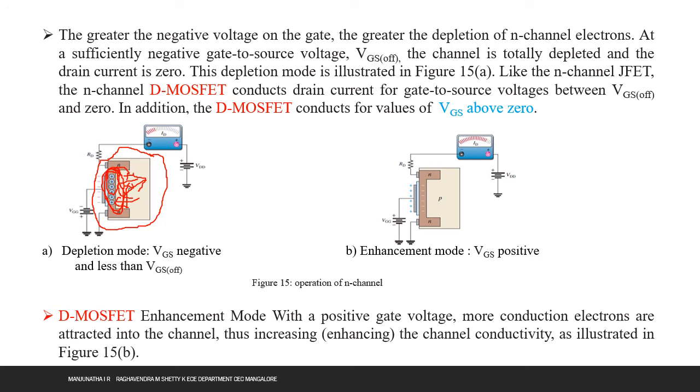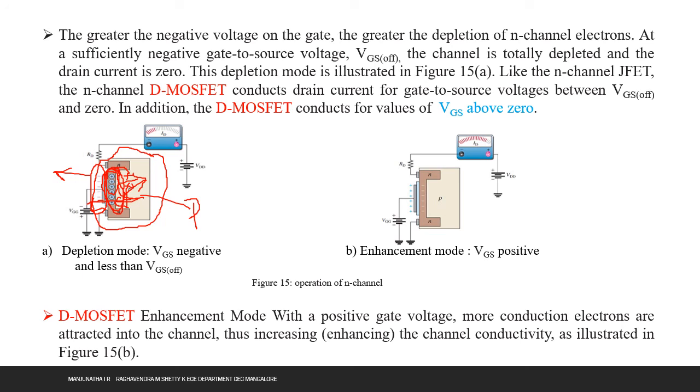If I want more positive charges accumulated here, it means I want negative charges at the gate. Because of these negative charges, the positive charges present in this P substrate will be attracted towards them, and they will be accumulated at the silicon dioxide layer, for example, at the other side of the capacitor plate.